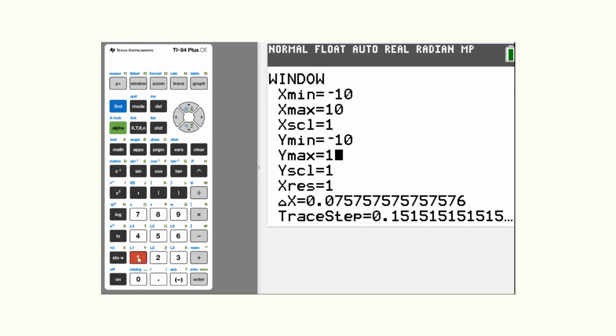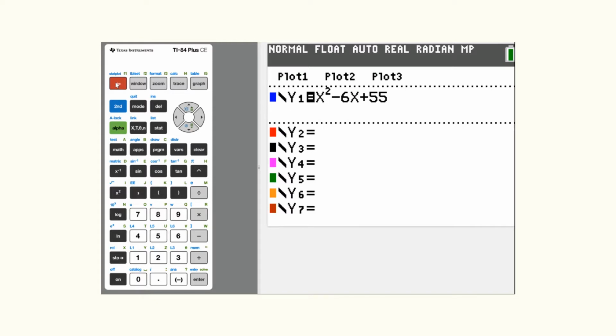All right, and let's go over here to y equals. We're going to clear what we got in here, and I'm going to substitute x for t in this. So I've got negative 16x squared plus 48x plus 400.